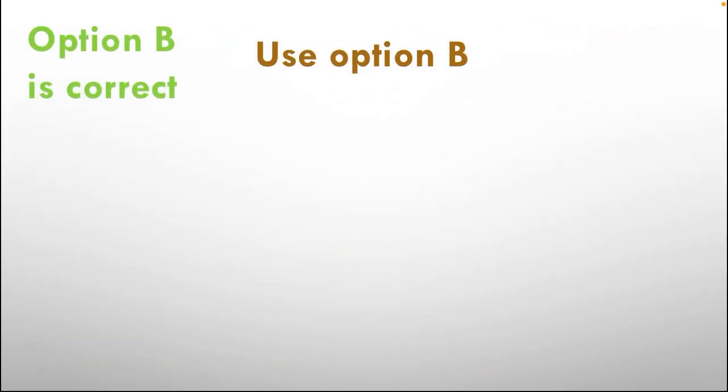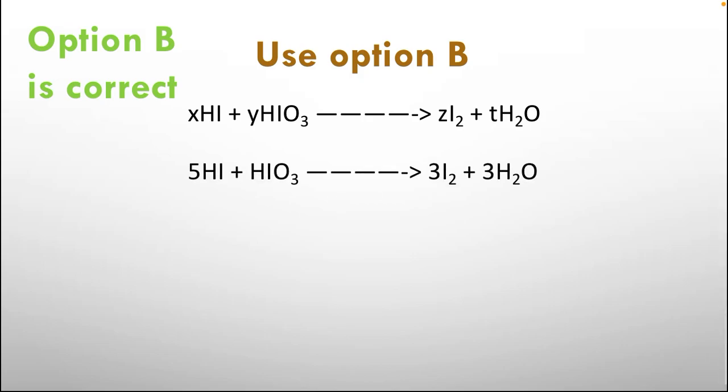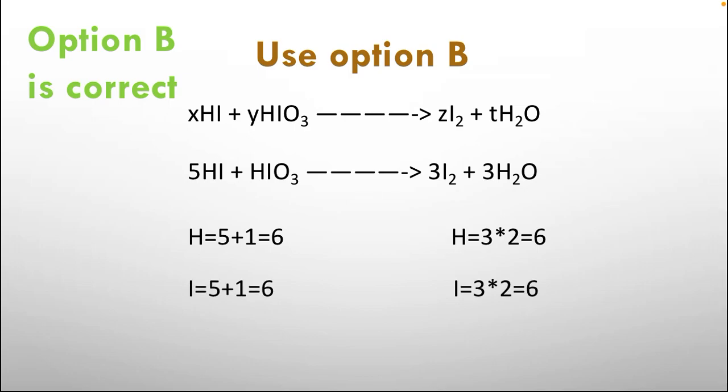Well, this option is correct, but how? We have to prove it also by putting the coefficients over there. Now, what are the hydrogen atoms on both sides? It's 6 and 6. Iodine atoms are also 6 on both sides, and oxygen atoms are 3 on both sides. So every atom on both sides is equal. It means option number B is correct.